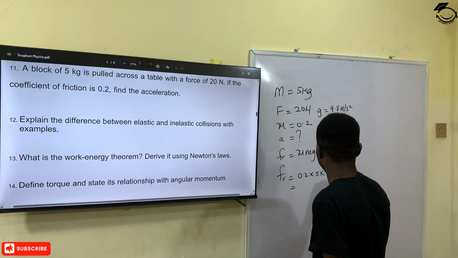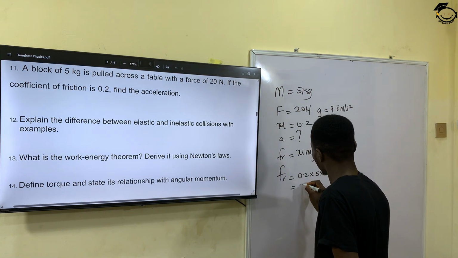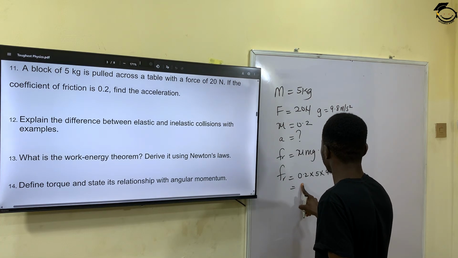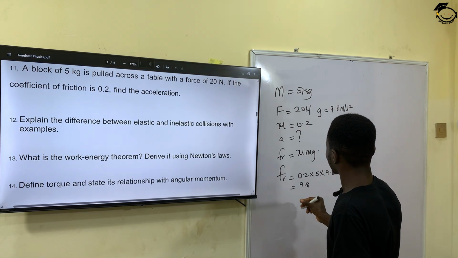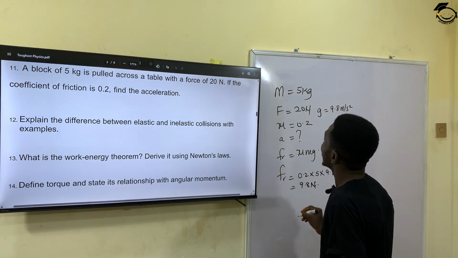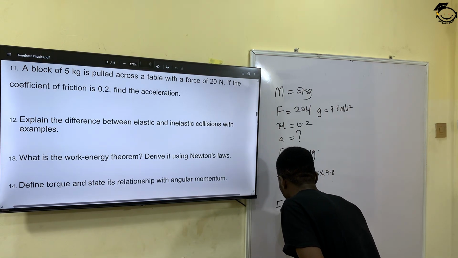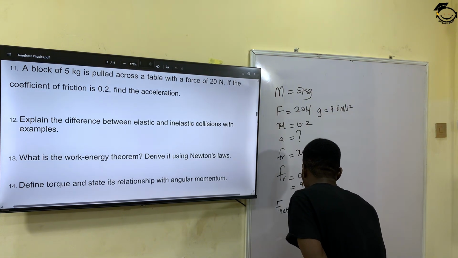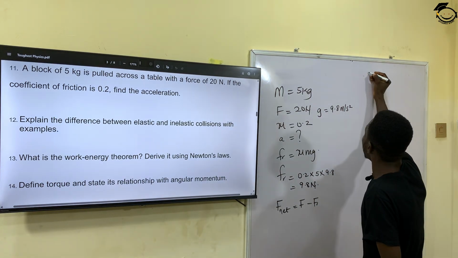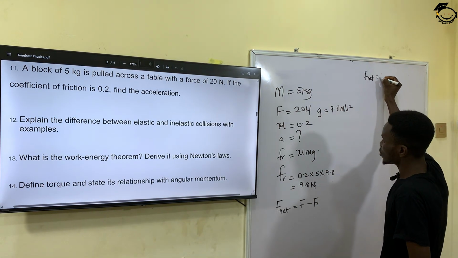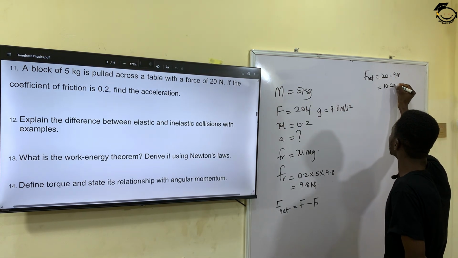And that will give me 9.8 Newton. So after I've gotten this, I'll now find the net force. My net force is equal to the force given minus the frictional force, since the frictional force is going to be opposing the motion. So my F net, the net force, is 20 minus 9.8, and that will give me 10.2 Newton.